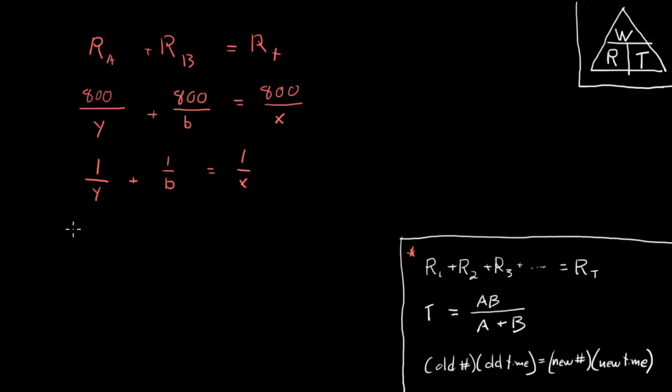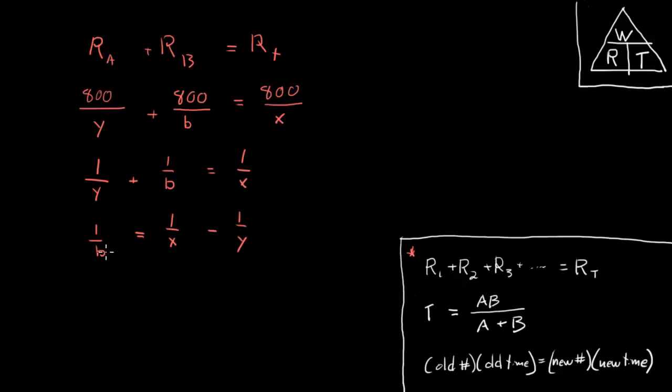What now? Well, we want that b by itself, so let's isolate it. I'm going to bring this term over to the other side. So now we get 1 over b, subtracting the 1 over y from both sides, leaves 1 over b by itself, and on the other side we get 1 over x minus 1 over y.